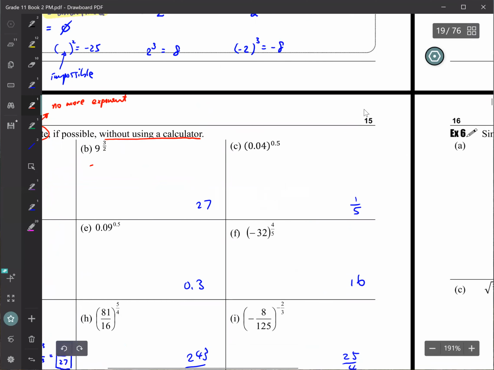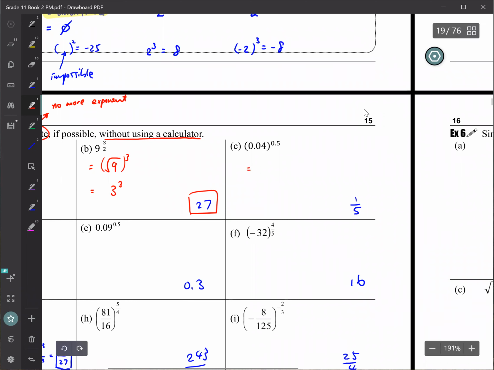So first you change it to radical, right? 9 to the 3/2 will be square root and then 3, which will be 3 cubed. That gives you 27. Okay, that's good. Correct.